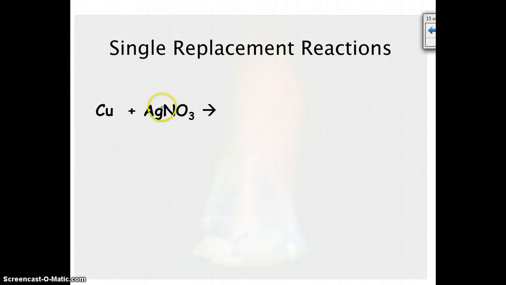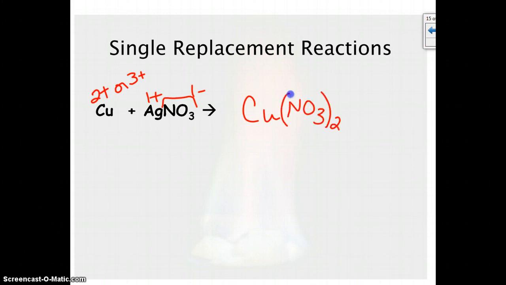Okay, another example. All right, NO3 is a polyatomic, 1 minus charge. Ag is a 1 plus charge. Cu could be 2 plus or 3 plus. Well, how do we know which one to use? Well, because it's not telling you in this instance, you can just pick. So we'll just make it 2 plus. Okay, so he was 2 plus 1 minus, so that's how that 2 got there. And then Ag is going to be by itself.